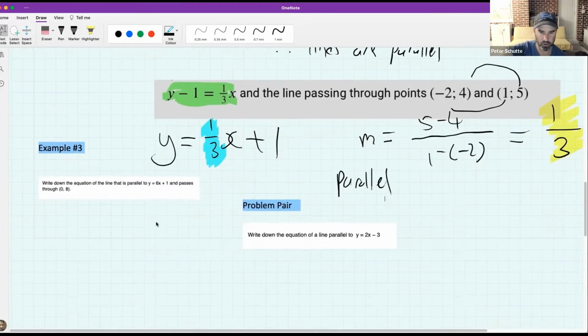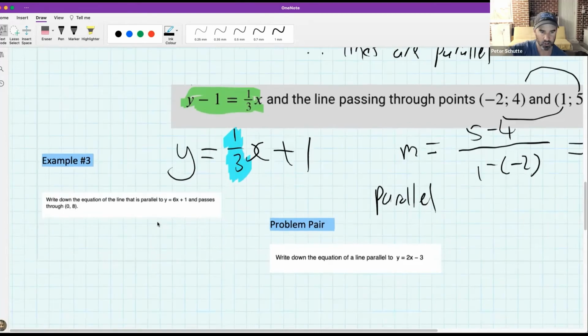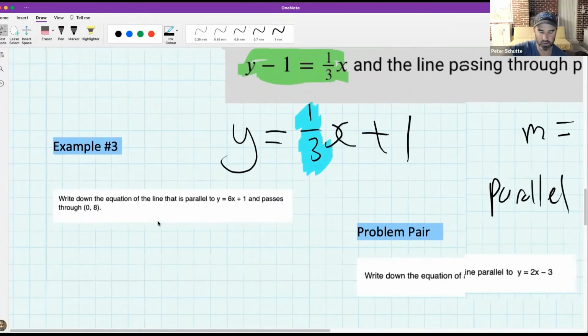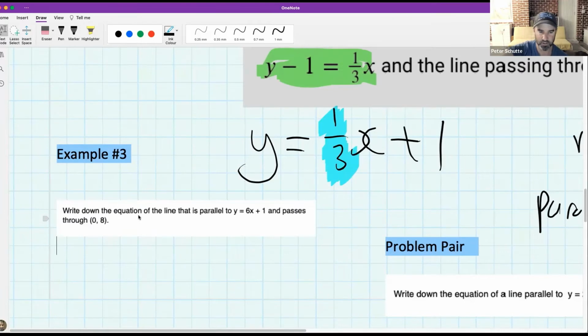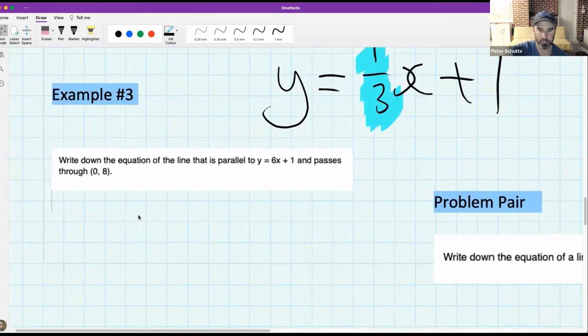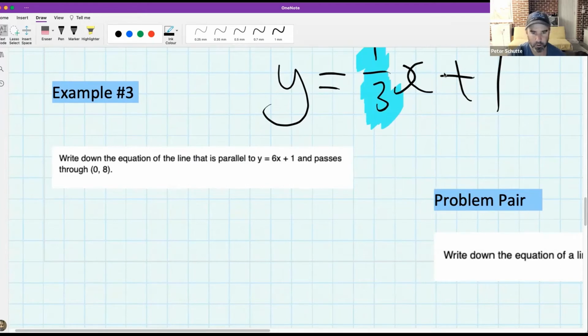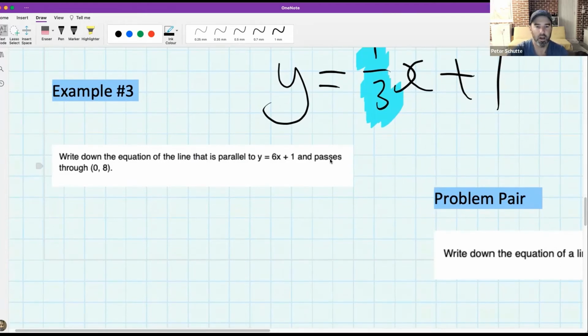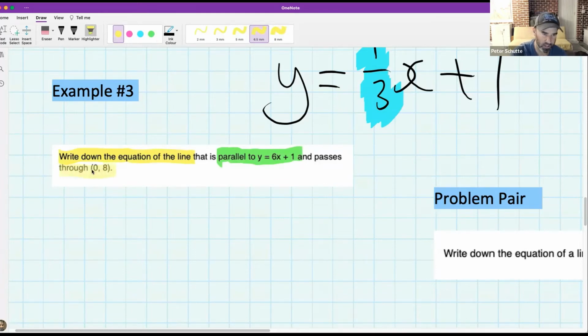And so what I want you to do is try and do this question over here. Apologies, I'm going to jump a little bit, pushing you because you're doing so well. This is where you are going to write down the equation of a line that is parallel to y equals 6x plus 1, and you know that this line passes through the point (0, 8).